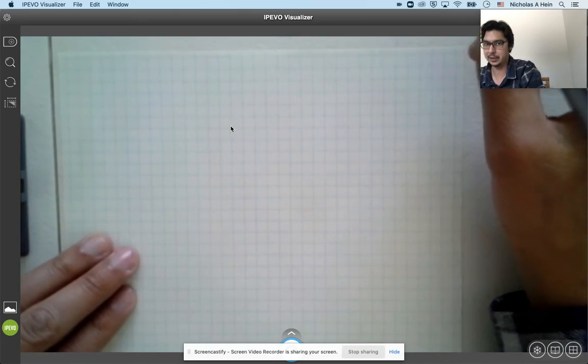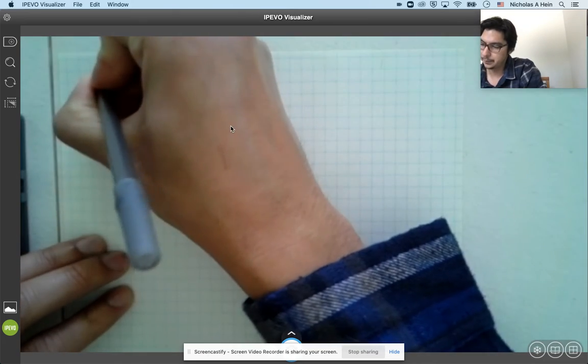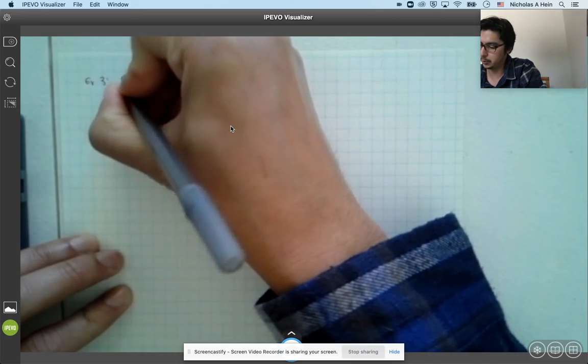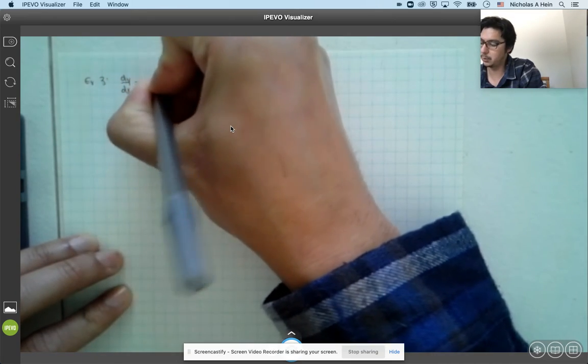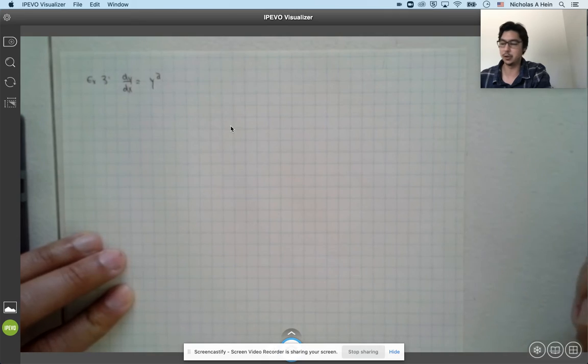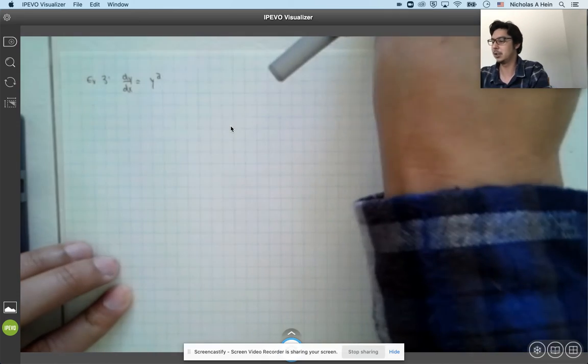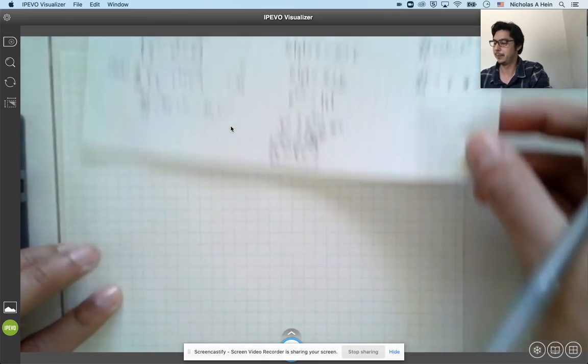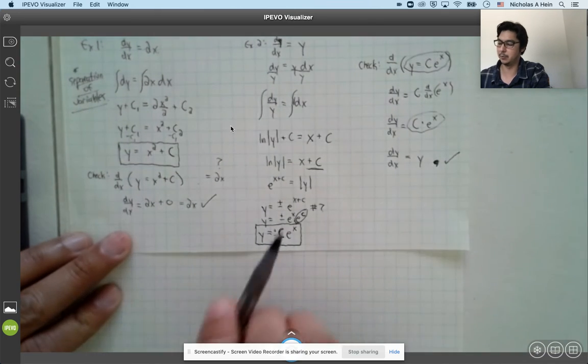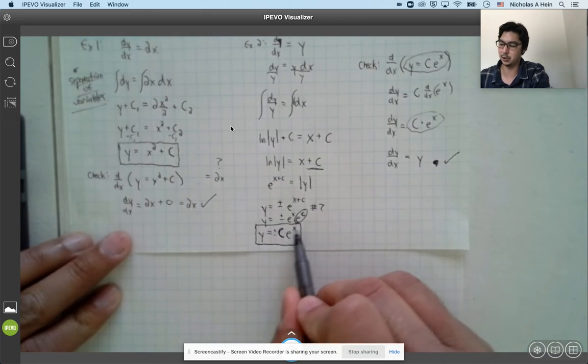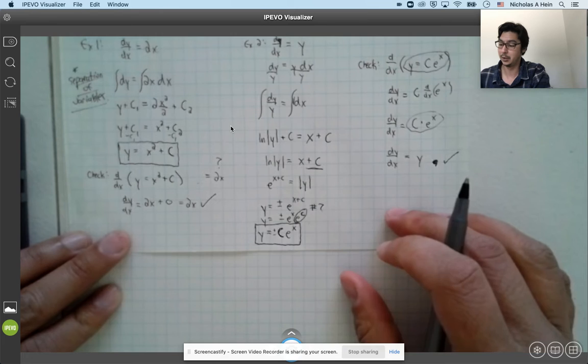So, example 3, last one, is given the differential equation dy/dx is equal to y squared. What's the original function y? Now, do notice what's interesting in the last one is notice that the antiderivative was c e to the x, plus or minus depending what that constant is.